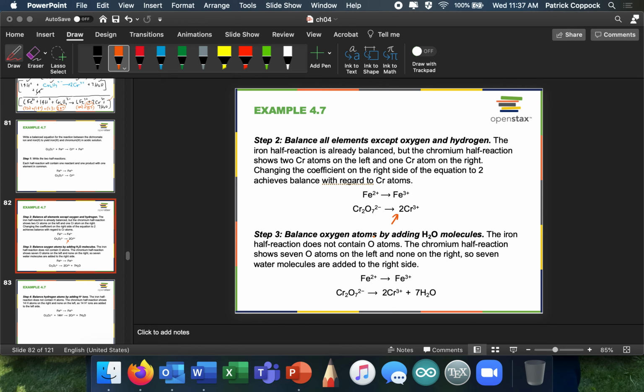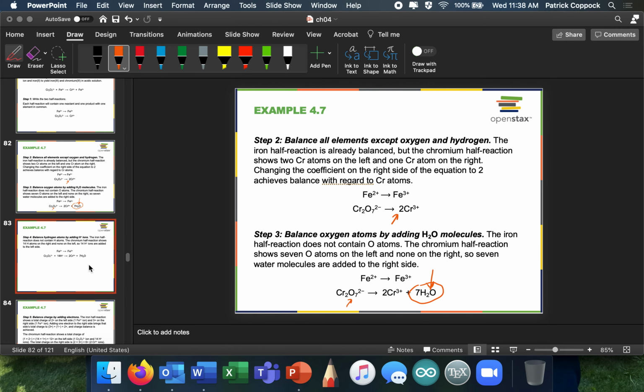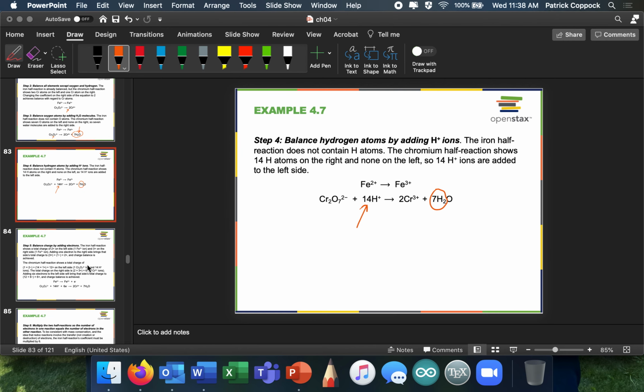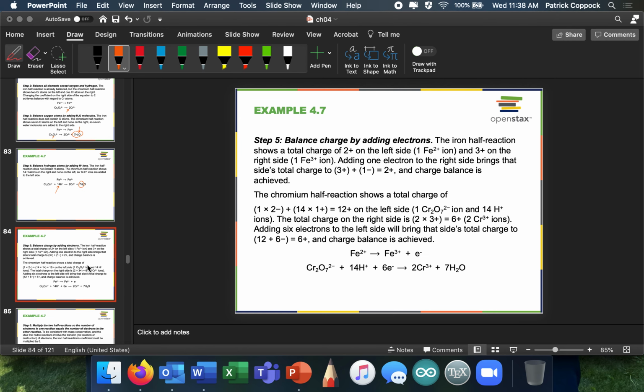Then we balance all the oxygen atoms by adding water molecules, which I got here, right? Because I had 7 oxygens here. I'm going to have 7 oxygens now, right? Step 4 is balance all the hydrogens by adding hydrogens. I had 14 hydrogens over here, so I got to add them here, right? Now I have to balance both sides by adding electrons, okay? So my 2 plus and my 3 plus are not equal, right? So I better put an electron over here to make them equal.